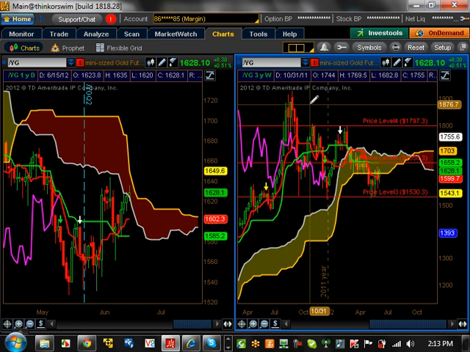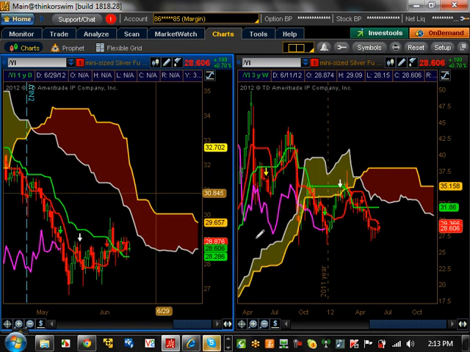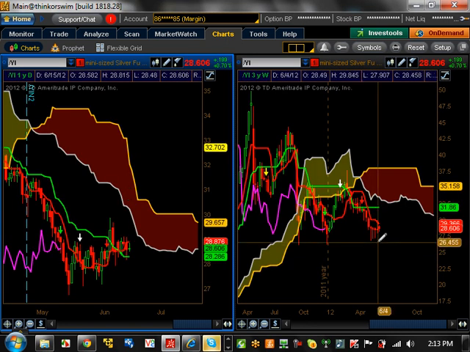So if it breaks 1658 on a weekly, then it does have a potential to go to 1797. Then at that point, we have to see exactly what the charts look like to see if it's going to break through that.